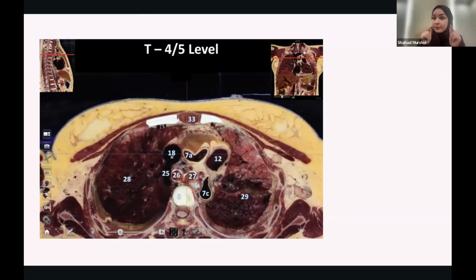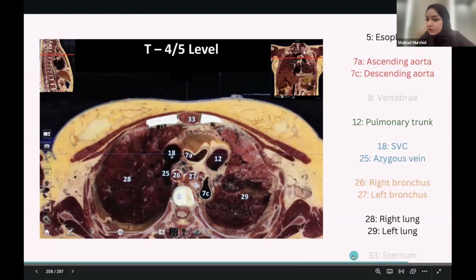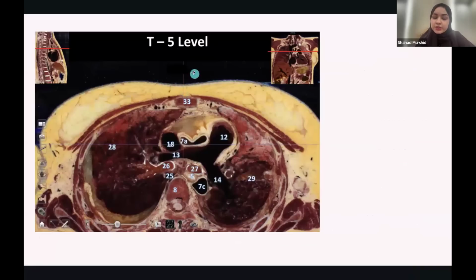The trachea. But here, we are already past T4, so the trachea has already started bifurcating. You can see the right main bronchus and the left main bronchus. It's no longer the trachea, it's bifurcated. It's still in front of the esophagus, so you can still picture it and make it make sense. And then you have, again, the right and left lung, manubrium, and the vertebrae. We covered everything. Now for T5.